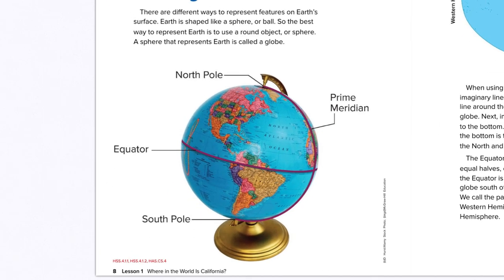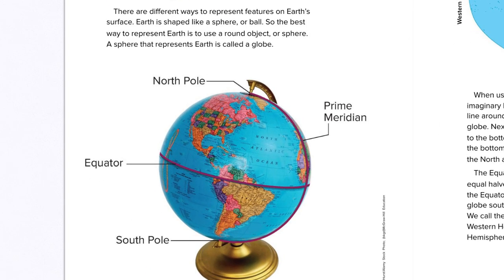Let's take a look at this globe right here. Here are some points on it: the equator, the South Pole, North Pole, and the prime meridian. That's this line right here, and there's the equator line. Of course, in real life, you can't see those lines. We put those lines on just to help us, and we're going to talk about those lines shortly.